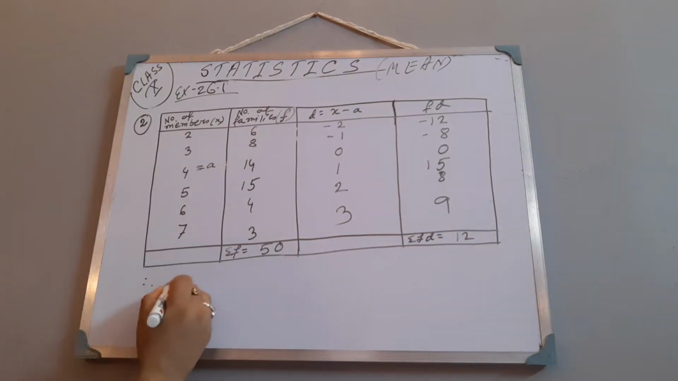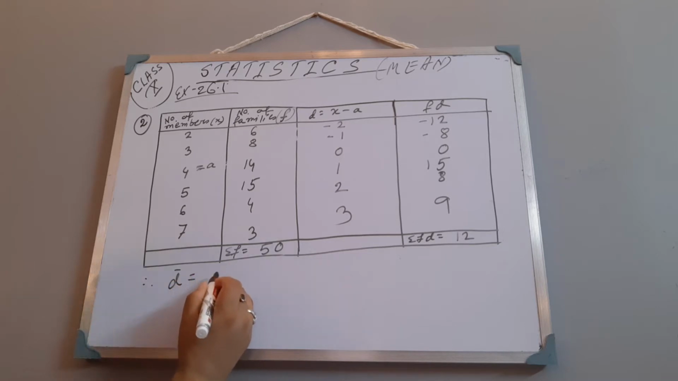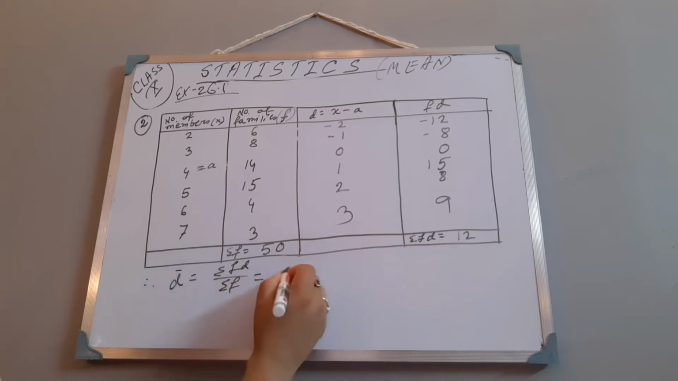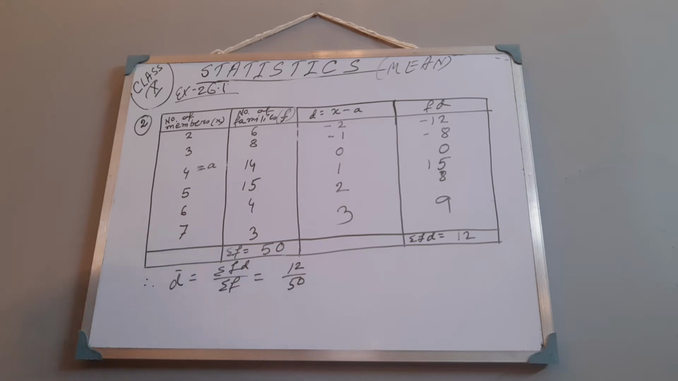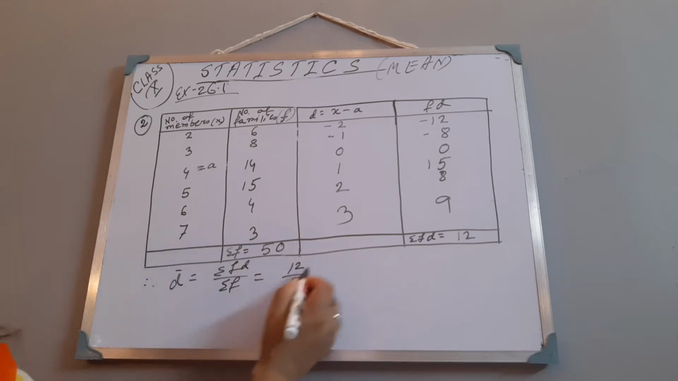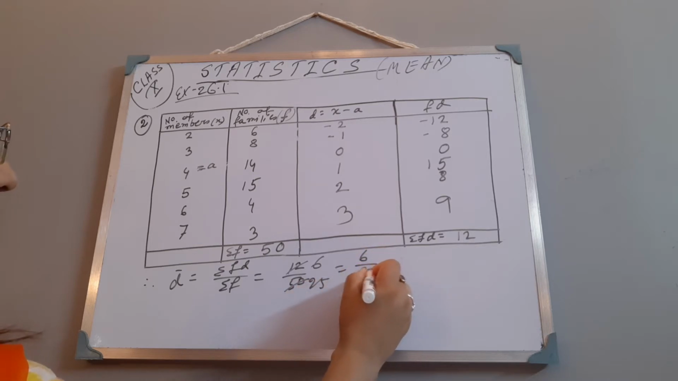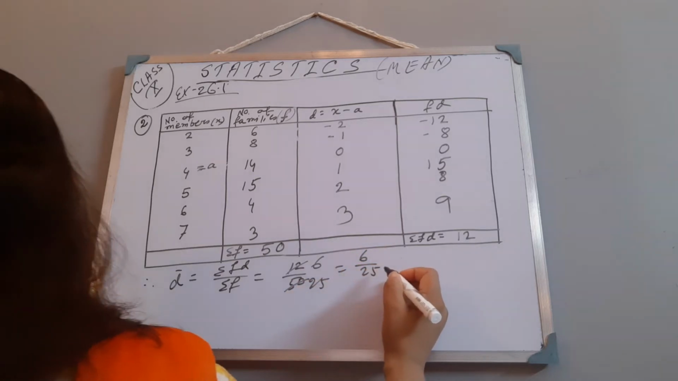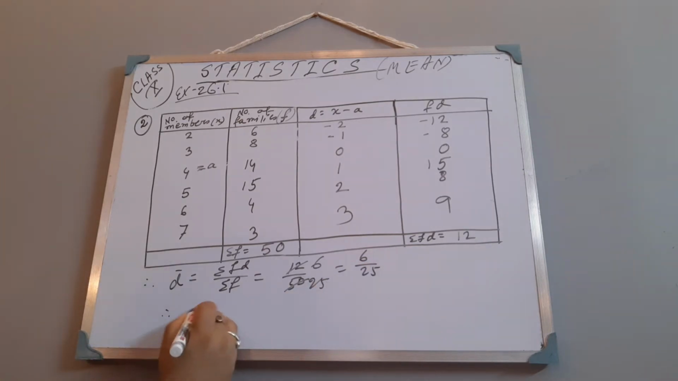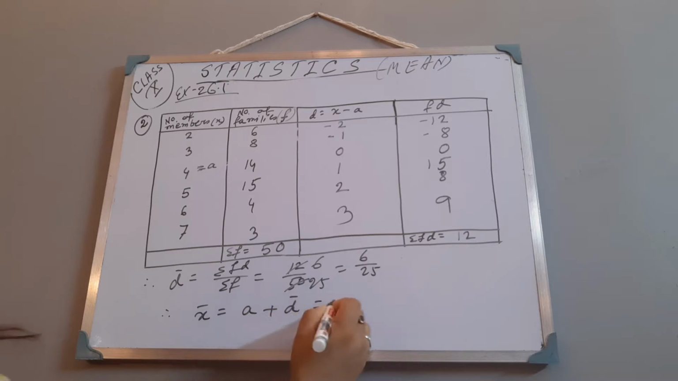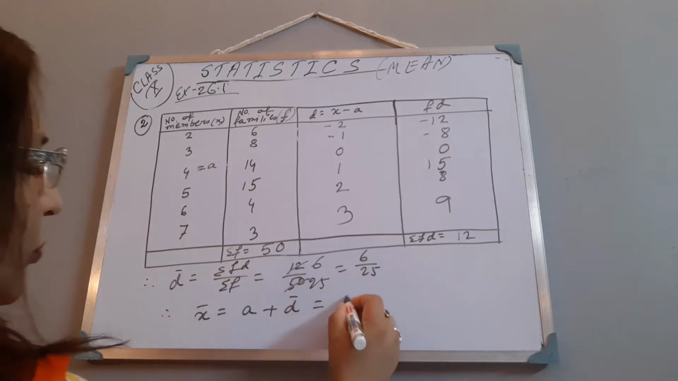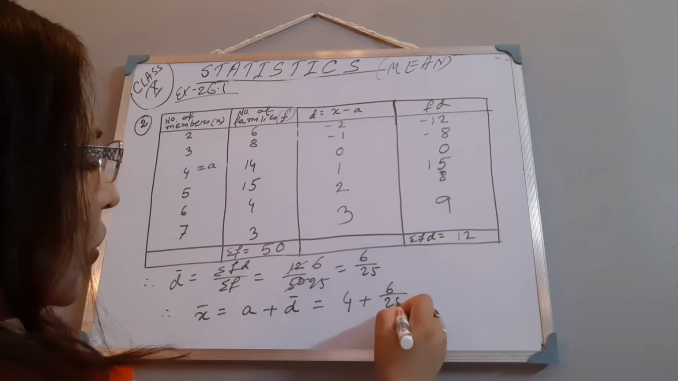Now what is D bar? D bar equals sigma FD by sigma F. FD means 12, sigma F means 50. So it's coming 12 by 50. 2 sixes are 12, 2 twenty-fives are 50, so it's coming 6 by 25. Therefore X bar is equal to, what's the formula? We know X bar equals A plus D bar. We have chosen A as 4, so write 4 plus 6 by 25.